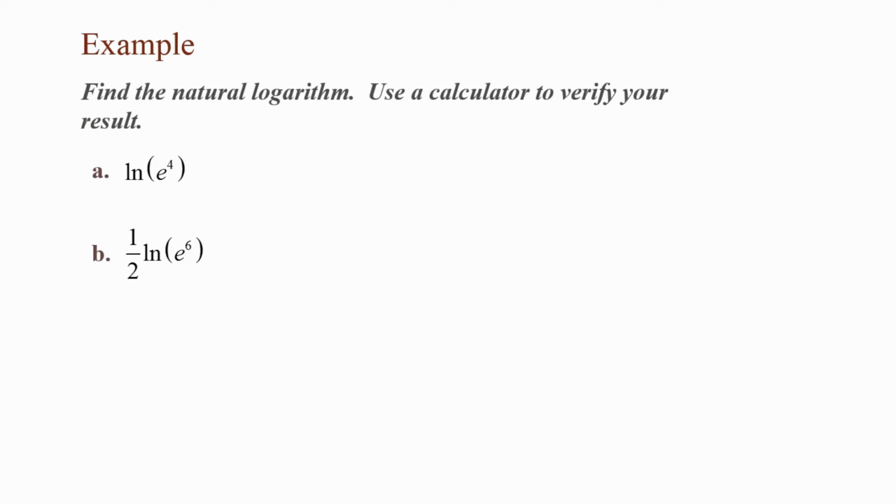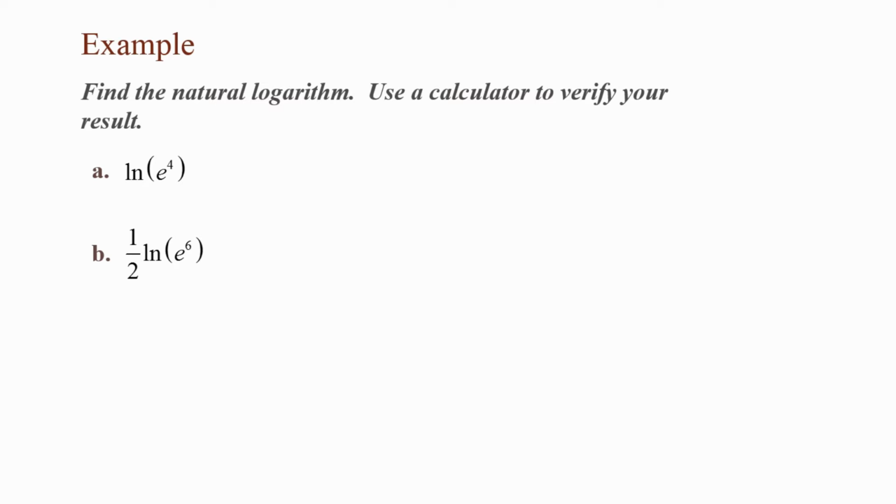In this example, find the natural logarithm. Use our calculator to verify the result. For part A, we have the natural log of e to the 4th power. Since the natural log is the same as log base e, we know from our earlier sections that if your base and your answer are the same, they cancel out, leaving you with just the power. So this result should be 4.